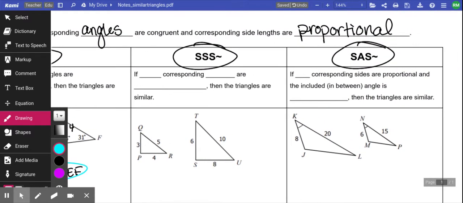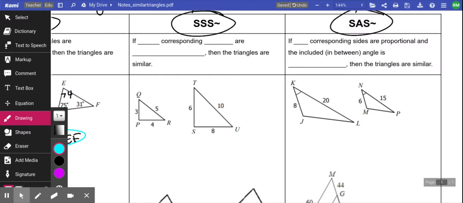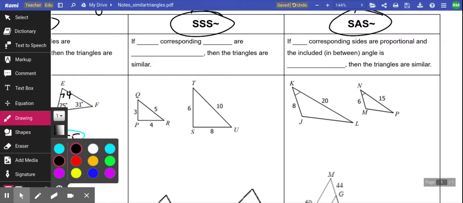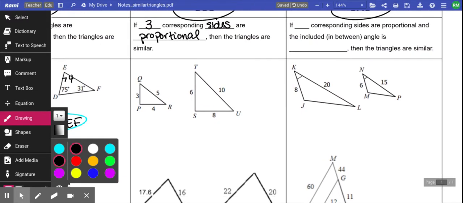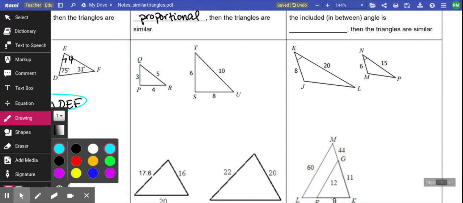Next one. So SSS similarity. What that means is, if three corresponding sides are proportional, then the triangles are similar. So for corresponding sides, we need to look at the sides that match up. QP matches up with TS, QR to TU, and then PR and SU match up. And then we have to write proportions for them.